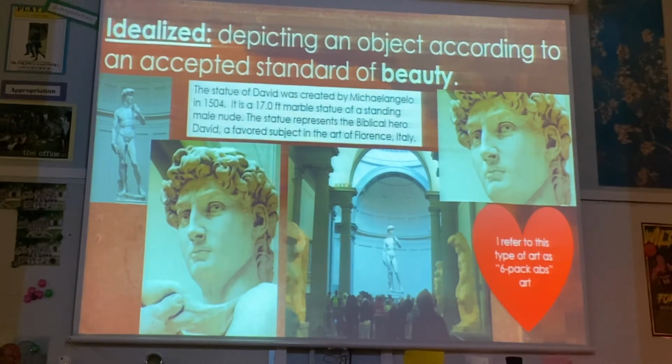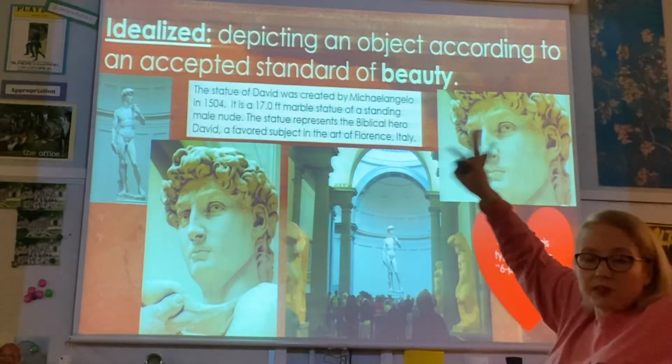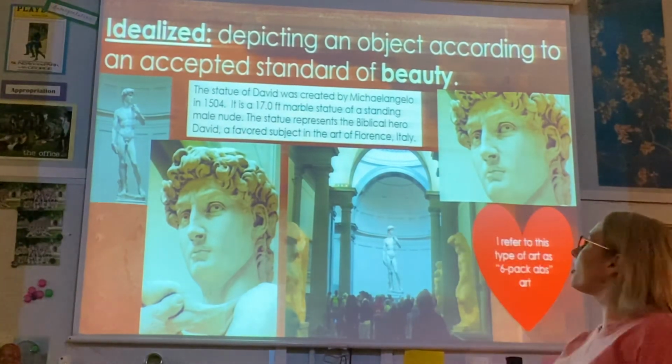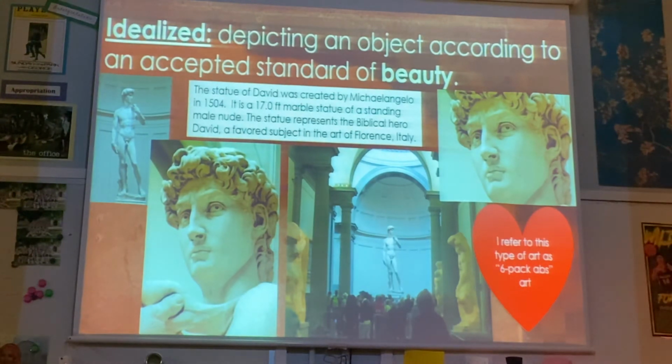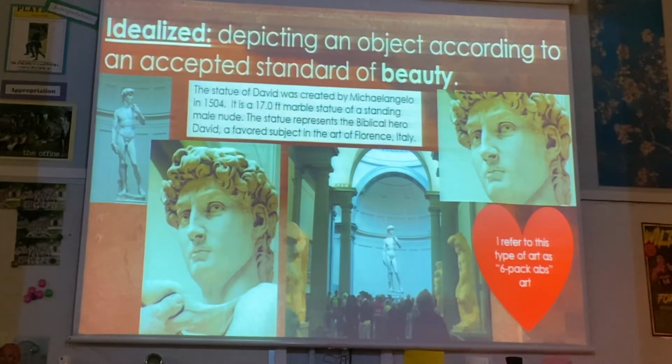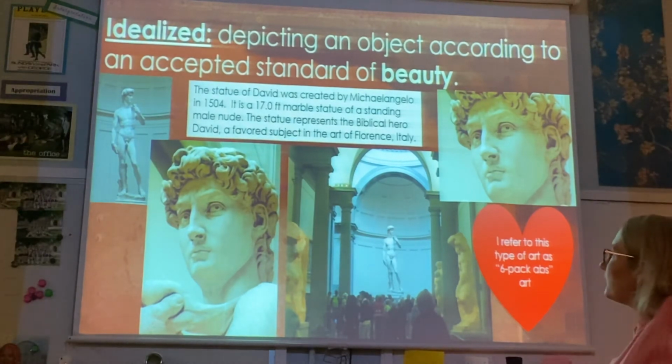So this is the statue of David created by Michelangelo, who also painted the ceiling of the Sistine Chapel. Remember we talked about the creation of Adam with the two fingers touching each other? So he also did this one. It's 17 foot tall. That's really big, okay? Male, and he's representing the biblical hero David, and it's in Florence, Italy.